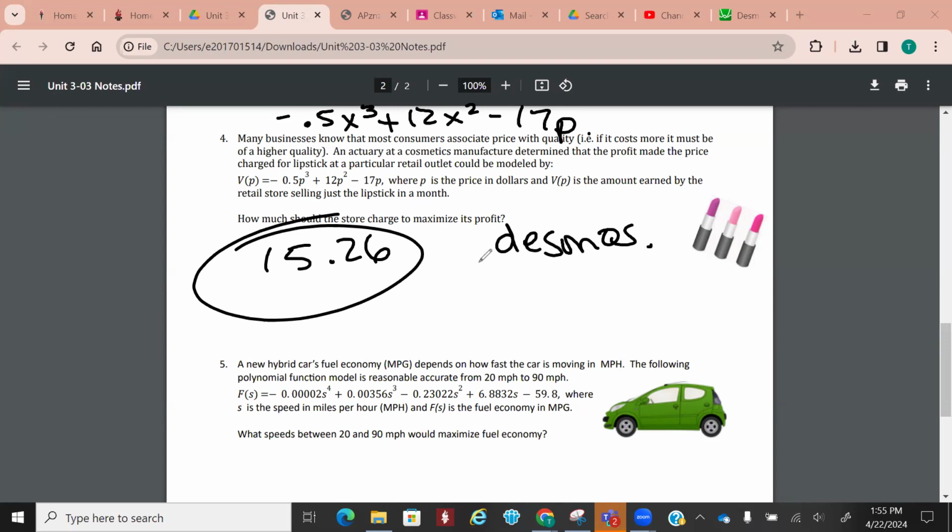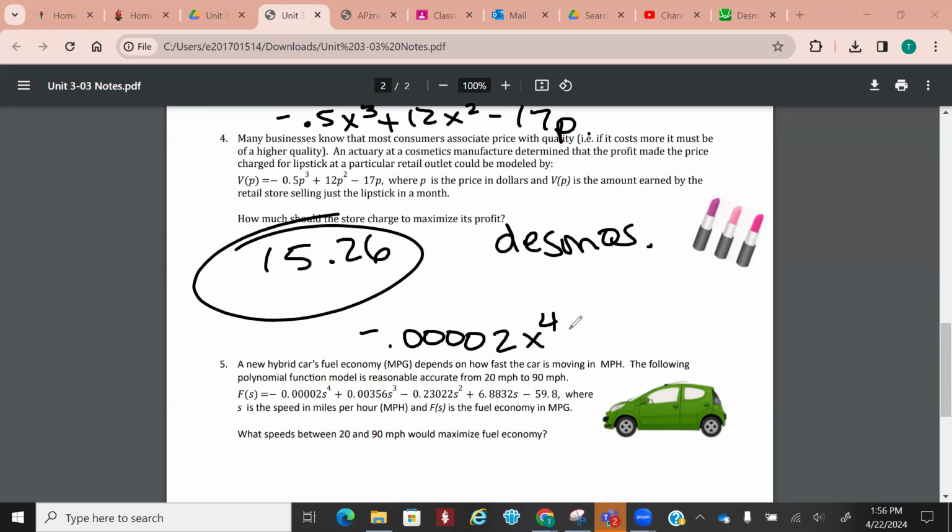So new hybrids, car fuel economy depends on how fast the car is moving in miles per hour. The following polynomial is reasonably accurate from 20 miles per hour to 90 miles per hour. Here's the equation, where S is the speed in miles per hour and F of S is the fuel economy in miles per gallon. What speeds between 20 and 90 would maximize fuel economy? So we're going to take our equation, we're going to write it out, and then we're going to plug it into Desmos.